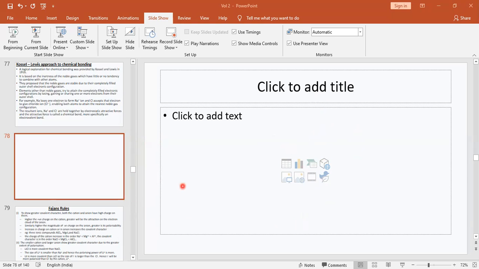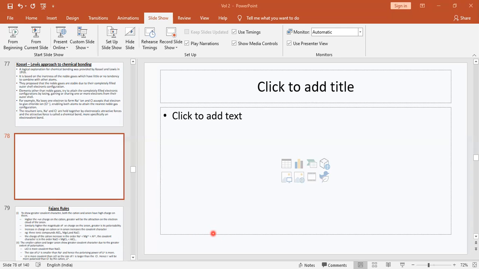Bond angle refers to the angle of the bond. Here we are able to predict the shape of the molecule, and after that we can tell at which angle the bond is attached. If we take methane CH4, it will have the bond angle of 109 degree 28 minutes, and ammonia will have 107 degree, and the water molecule 104 degree.